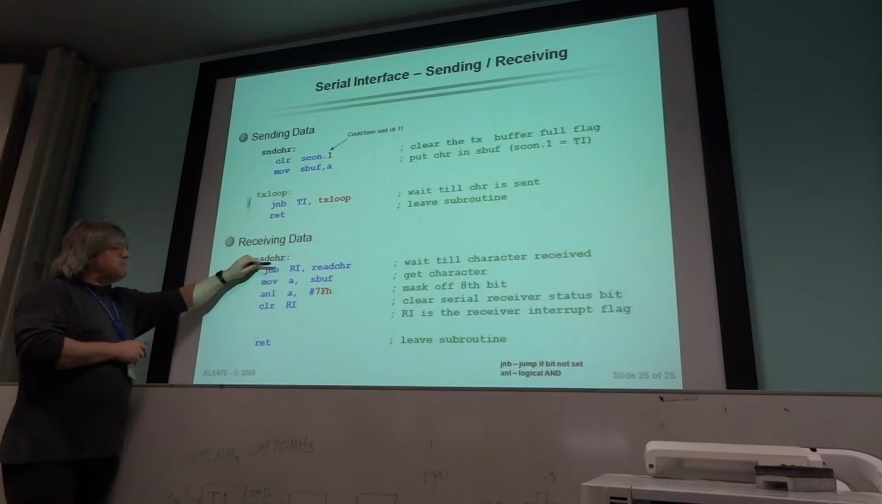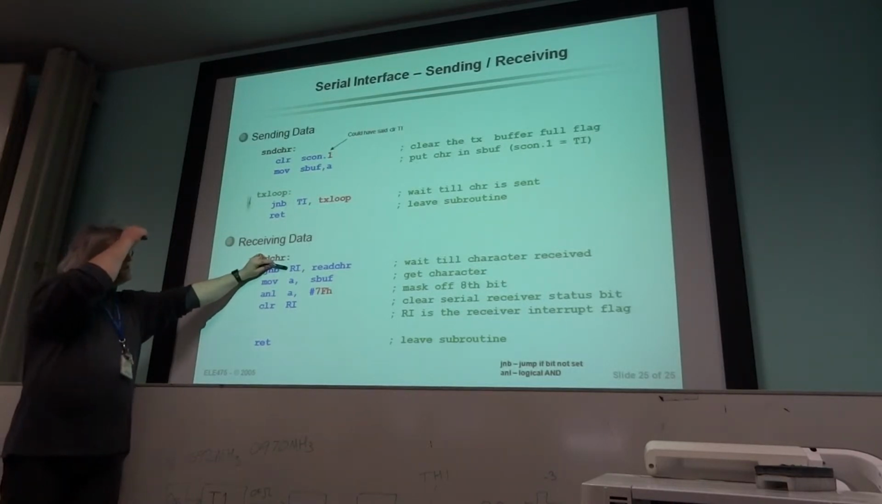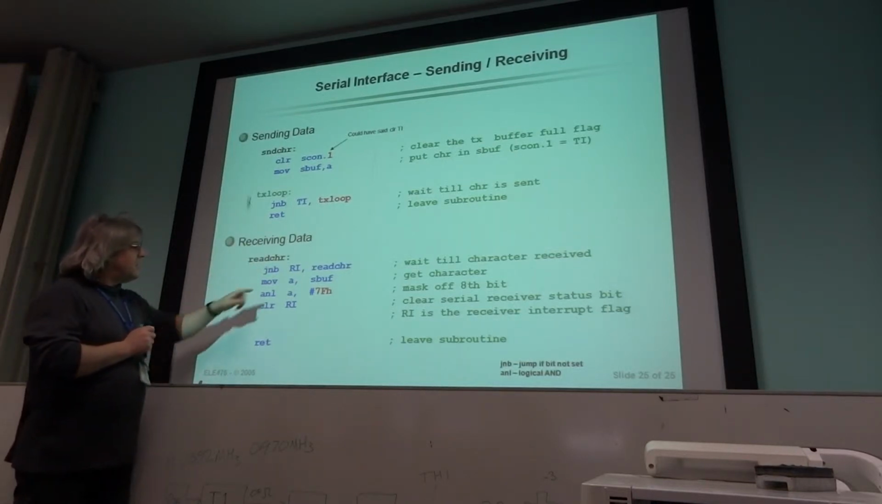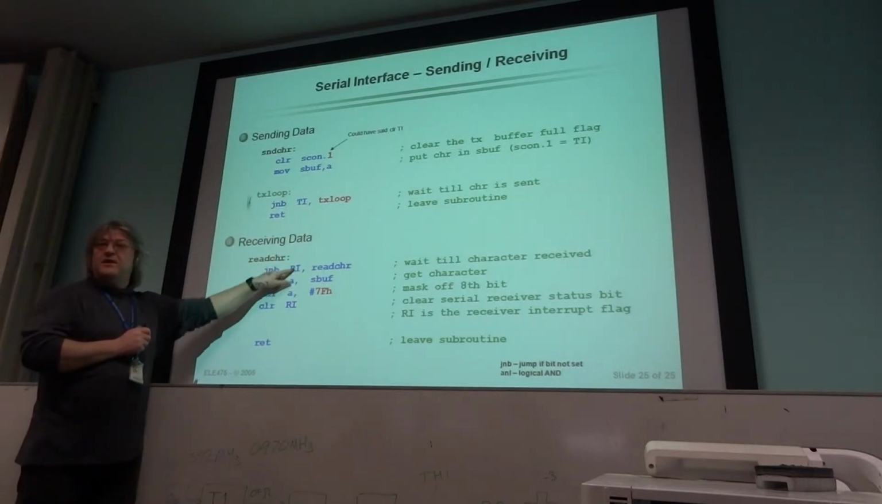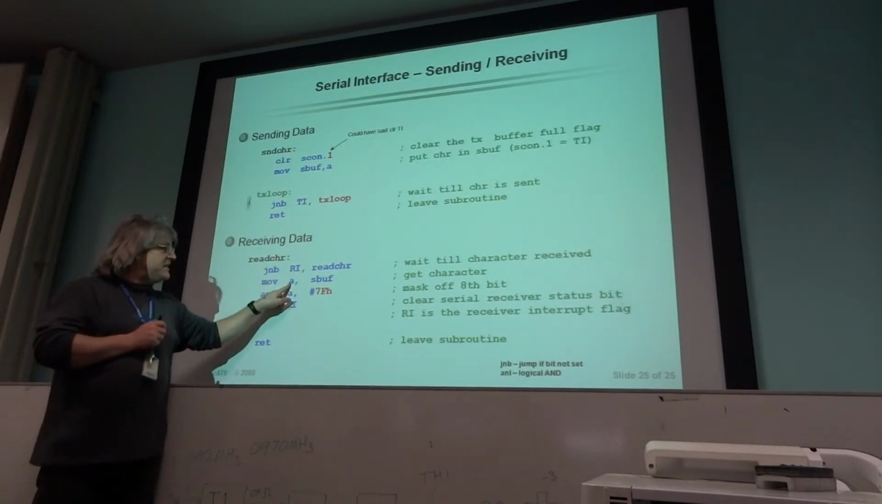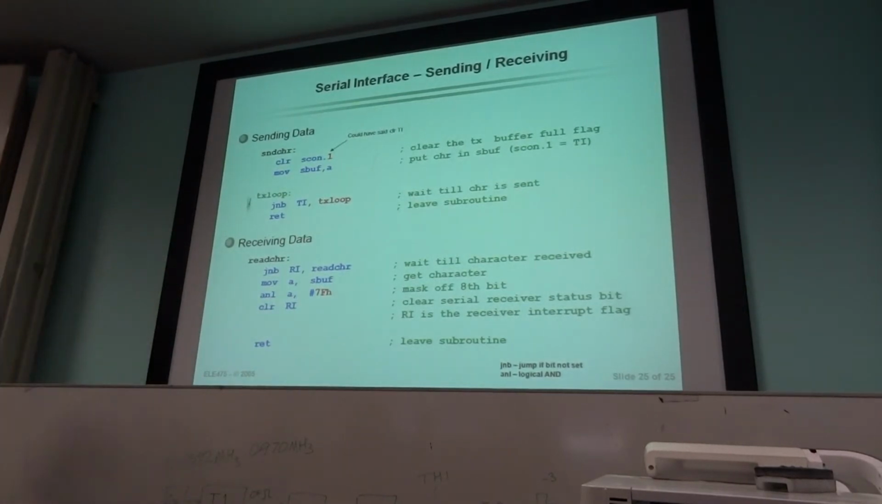But what we're doing is we're simply checking the receive interrupt flag. Until it goes high, we keep on testing it, which is why we're in this little loop here. When it goes high, we know that something's arrived, so we break out of this because the bit is set, come down here, and we simply copy from SBUF into the accumulator whatever we found in SBUF.